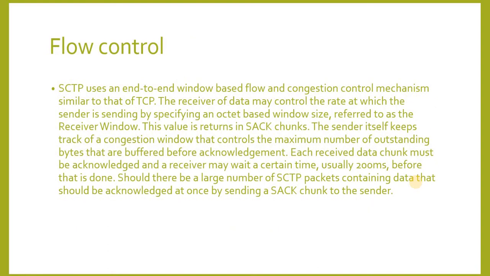Flow control. SCTP uses an end-to-end window-based flow and congestion control mechanism, similar to that of TCP. The receiver of data may control the rate at which the sender is sending by specifying an octet-based window size, referred to as the receiver window. This value is returned in SAC chunks. The sender itself keeps track of a congestion window that controls the maximum number of outstanding bytes that are buffered before acknowledgement. Each received data chunk must be acknowledged, and a receiver may wait a certain time, usually 200 milliseconds, before that is done. Should there be a large number of SCTP packets containing data that should be acknowledged at once, this is done by sending a SAC chunk to the sender.